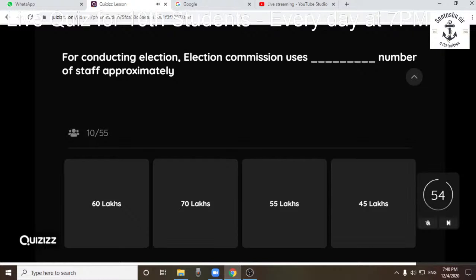For conducting elections, the Election Commission uses dash number of staff approximately. So approximately how many members of staff will be working when the Election Commission conducts elections? They take the staff from different departments, the government employees. So they join to do this election duty. So how many members? Approximate.